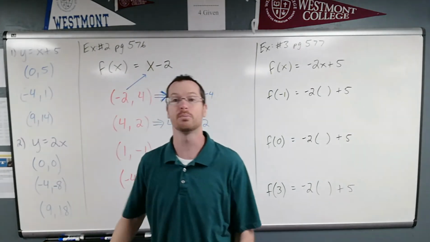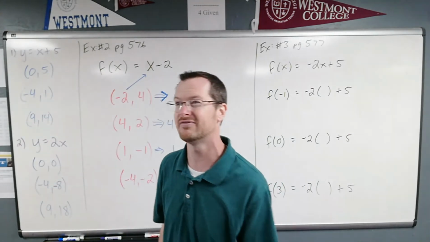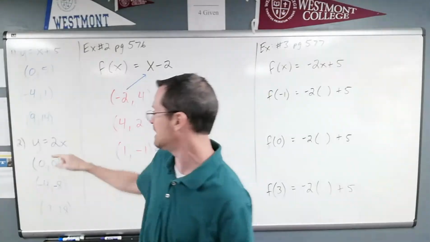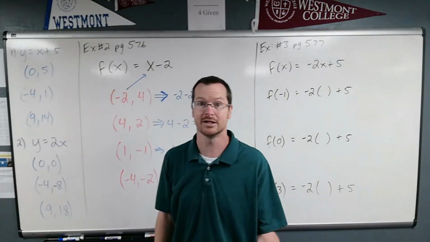What about a negative 4? Plug a negative 4 in. 2 times negative 4, that's negative 8. So out comes a negative 8. Plug in a 9 for an x. 2 times 9, that's going to give you 18.